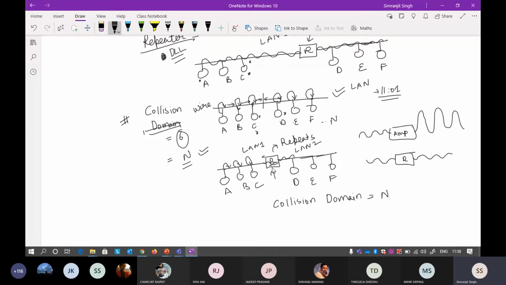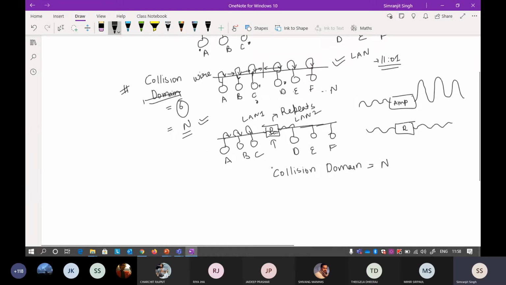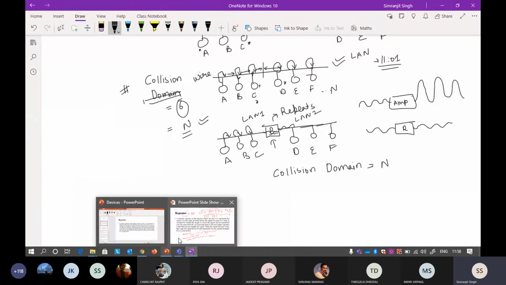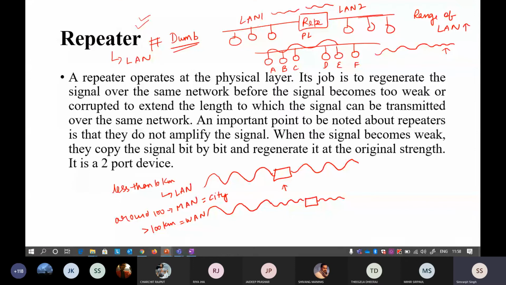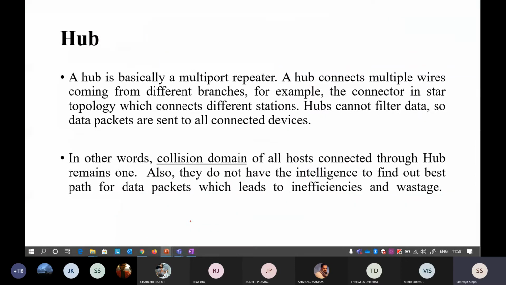I will tell you where the collision decreases, but with the introduction of a repeater inside a LAN, the collision domain does not decrease. Keep that in mind. Okay, so there is another extension of this particular repeater, and that is called your hub. You may have seen it in your practicals also, I think that was your lab 2 experiment, where you set up your topologies.